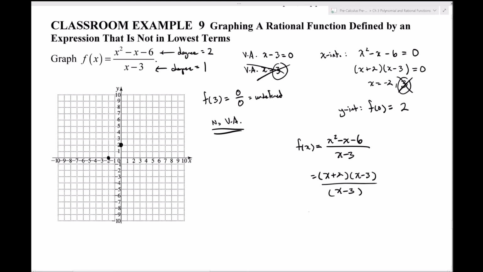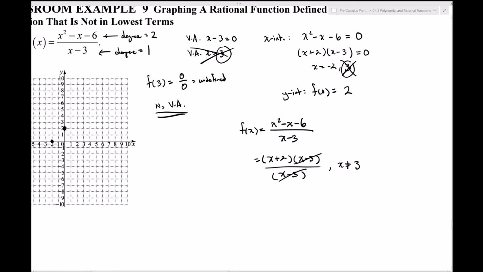When x does not equal 3, these two cancel each other out. Since we won't have a 0 divided by 0, we'll have something else divided by the same thing. Those divide out to 1, and you're left with x plus 2 when x does not equal 3. So this is actually a piecewise defined function. This equals x plus 2 whenever x does not equal 3, and it's undefined when x equals 3.